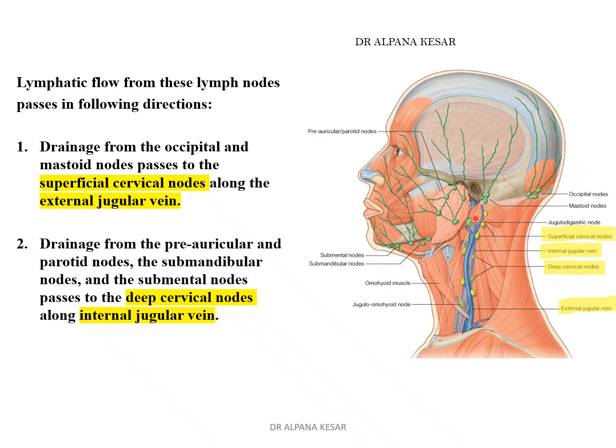The lymph from these lymph nodes will then pass into one of the following directions. From the occipital and the mastoid group of lymph nodes, the lymph will pass into the superficial cervical lymph nodes. Superficial cervical lymph nodes are present along the external jugular vein. The lymphatics from the parotid, submandibular, and submental lymph nodes will pass into the deep cervical lymph nodes. Deep cervical lymph nodes are present along the internal jugular vein.